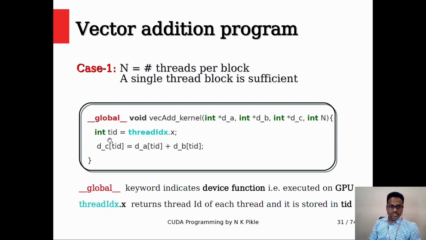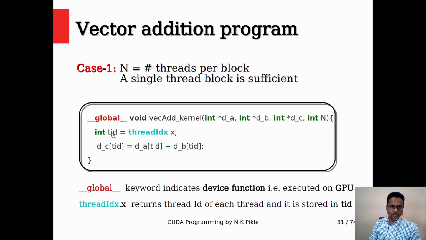Now every thread is going to execute the statements mentioned inside this particular function. Every thread is going to execute the first statement, int tid equal to threadIdx.x. Note that whatever we declare inside this kernel is going to be the private copy of each thread. For every thread, this tid variable gets created, and every thread calls threadIdx.x, which returns its own id.